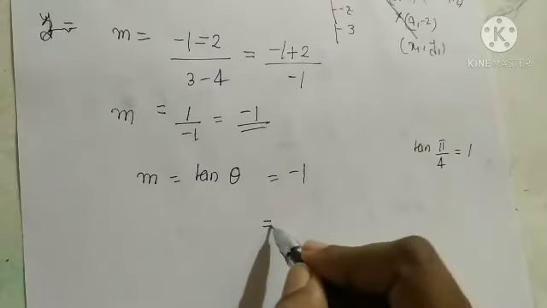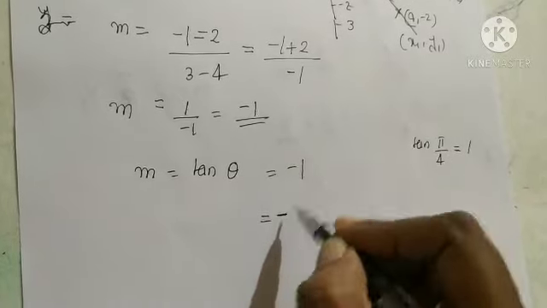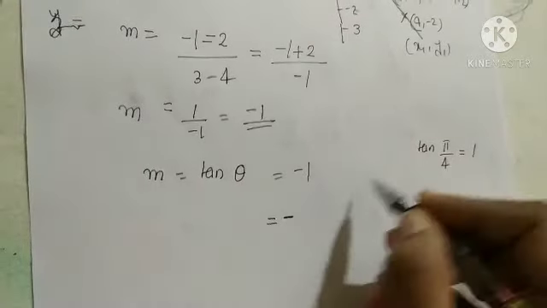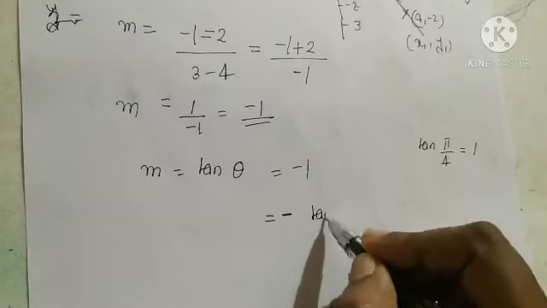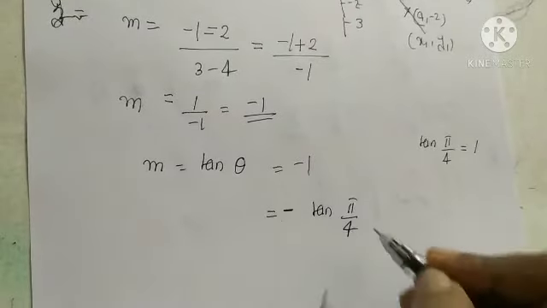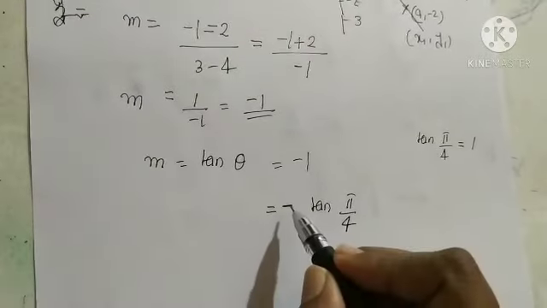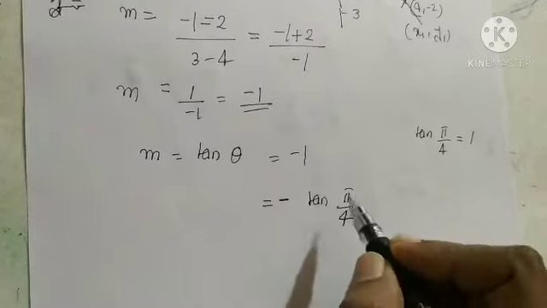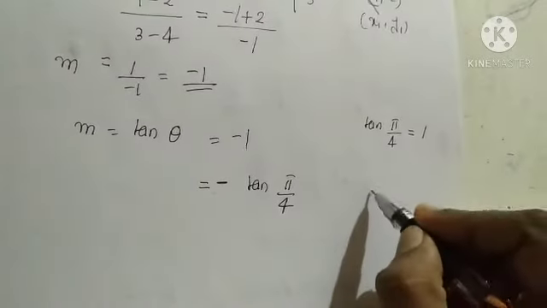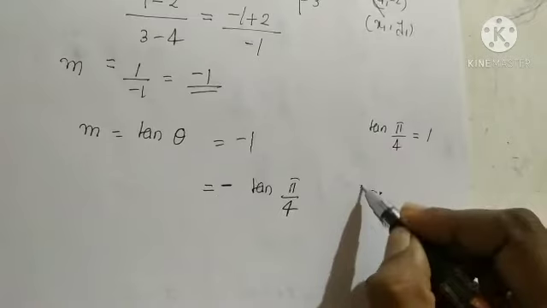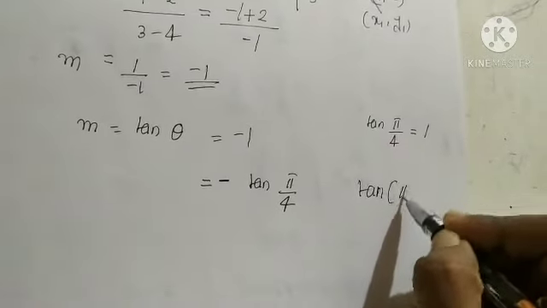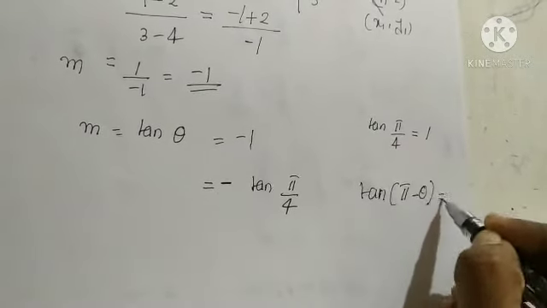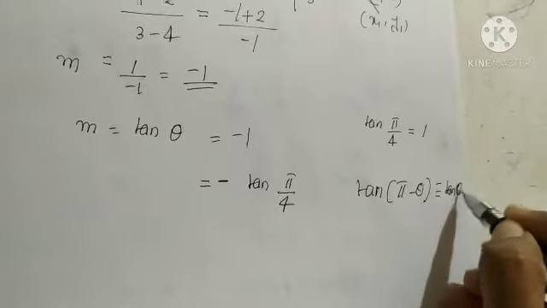So next I am going to write this minus and change this 1 to tan pi by 4. Okay, next I am going to take this negative inside. So here we know that tan pi minus theta is equal to minus tan theta.